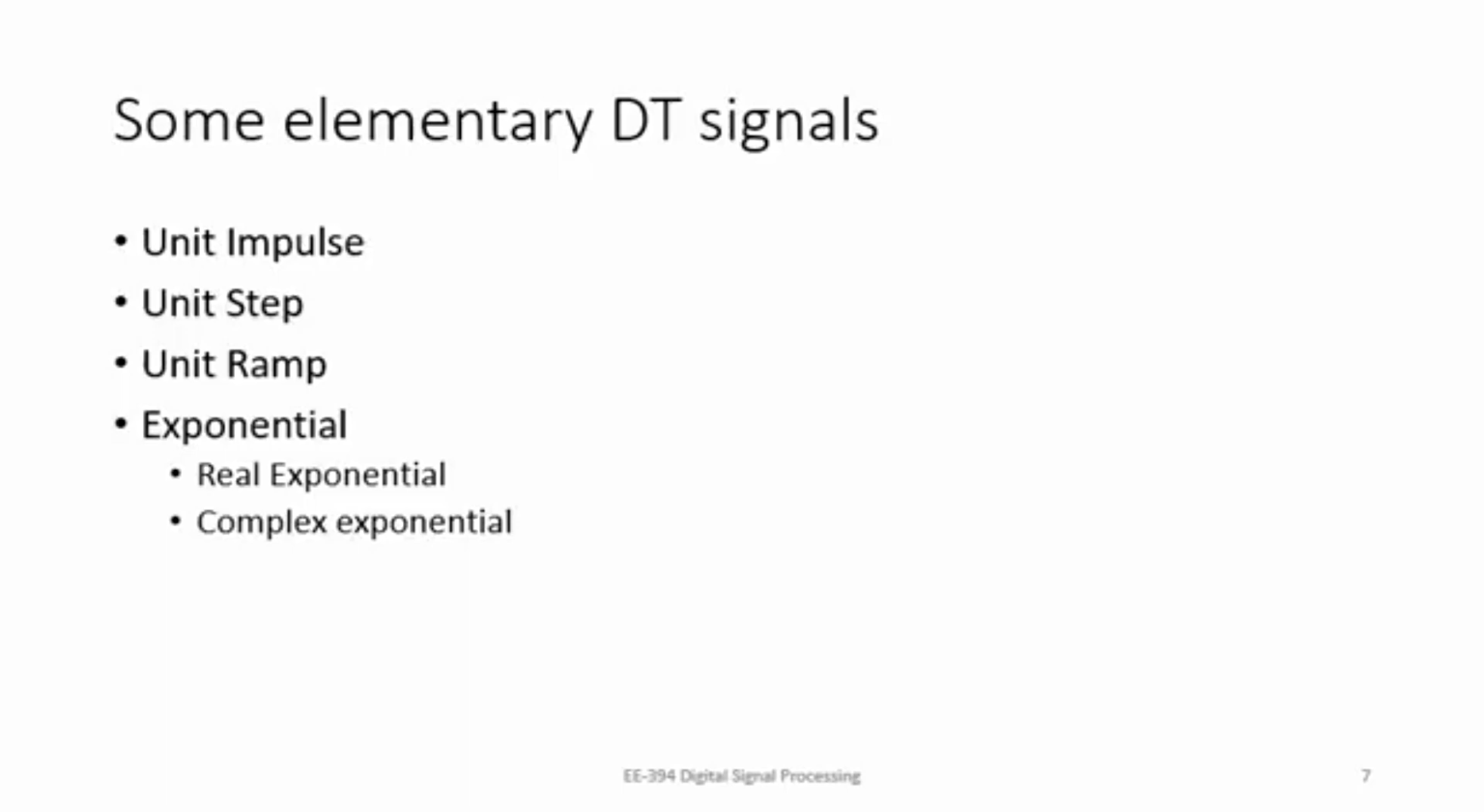Topic where we are familiar with these types of elementary discrete time signals which are frequently used, but we will look at their discrete time representations. So first, the signals are unit impulse, unit step, unit ramp, and exponential. And as we know, there are two types of exponential signals: real exponential and complex exponential. So let's quickly go through the signals.